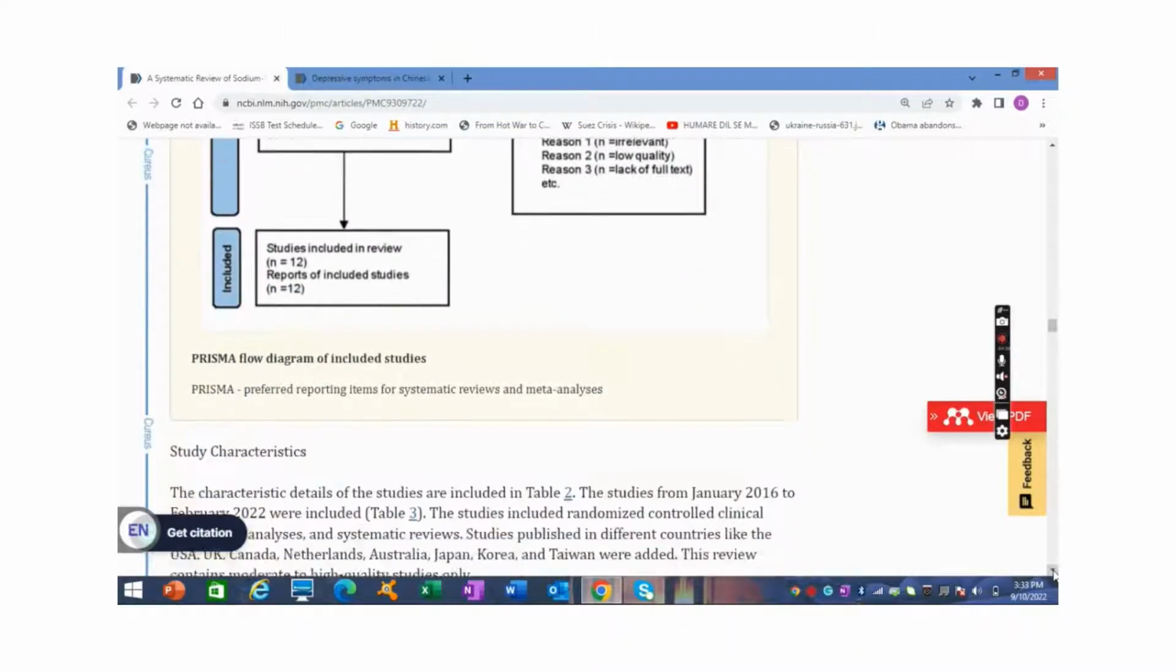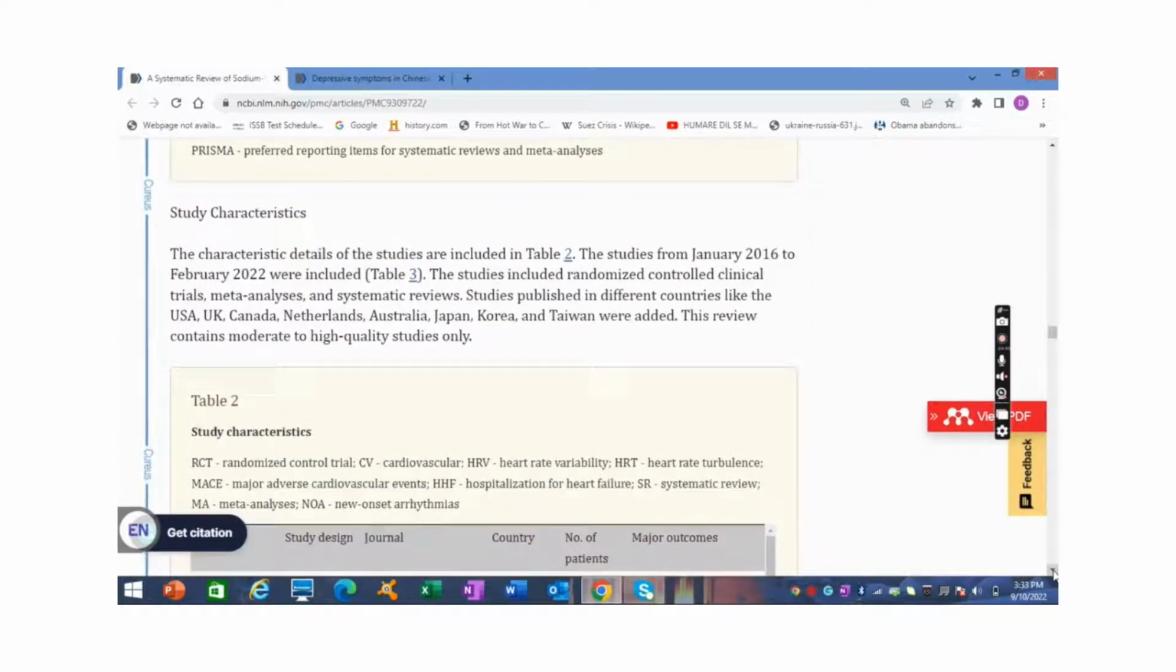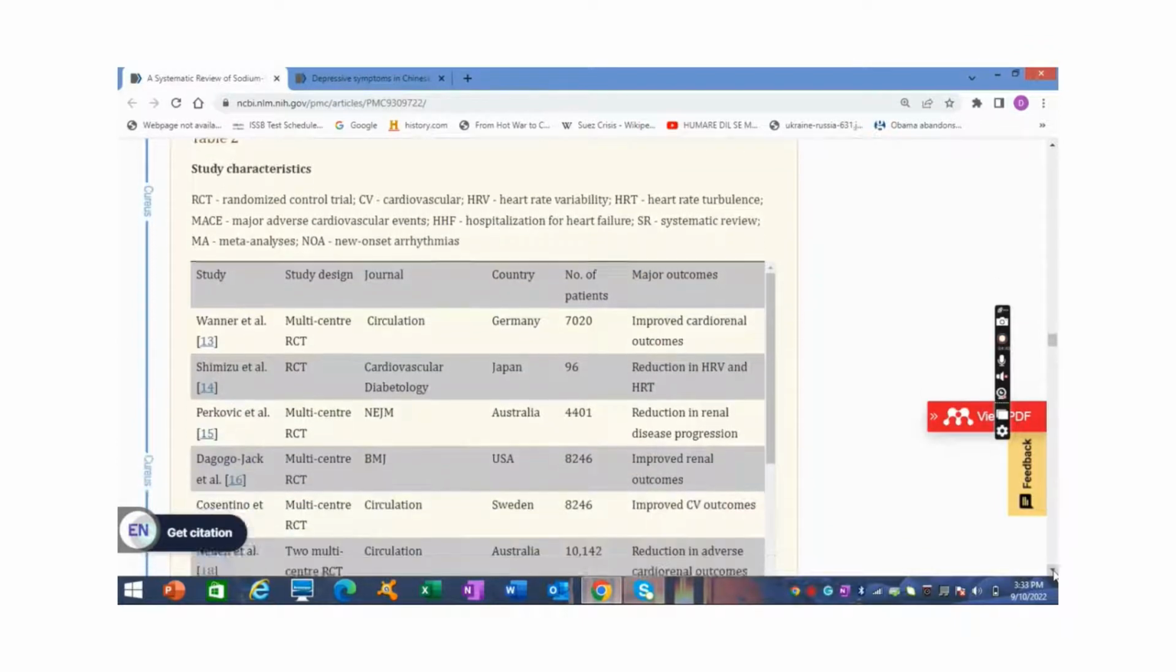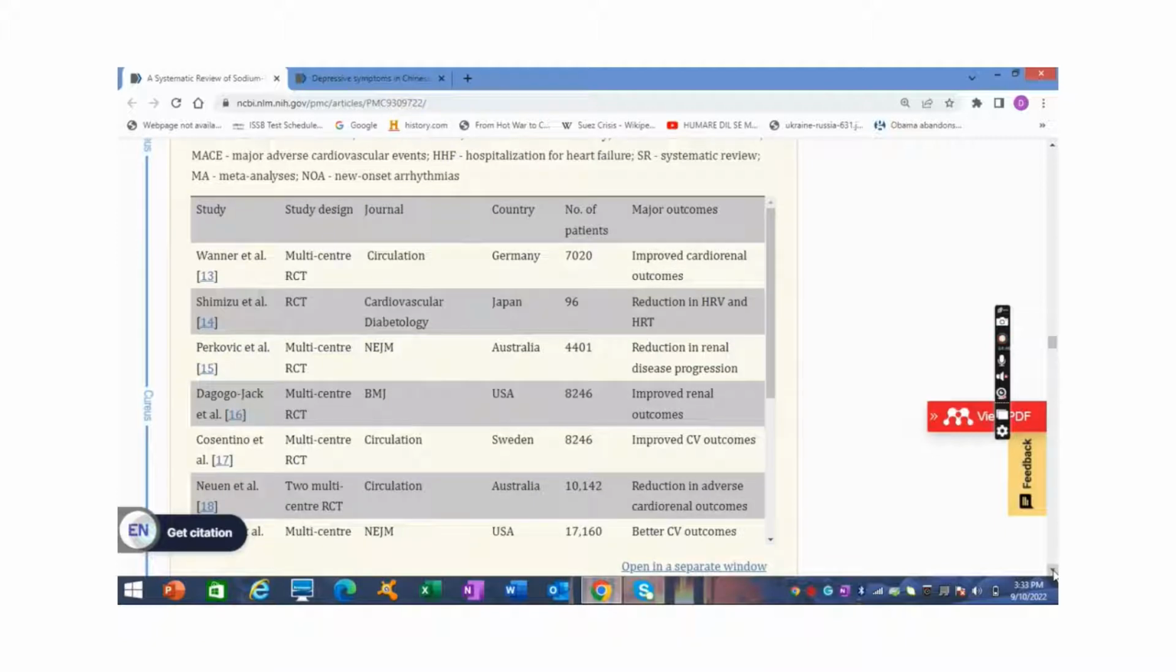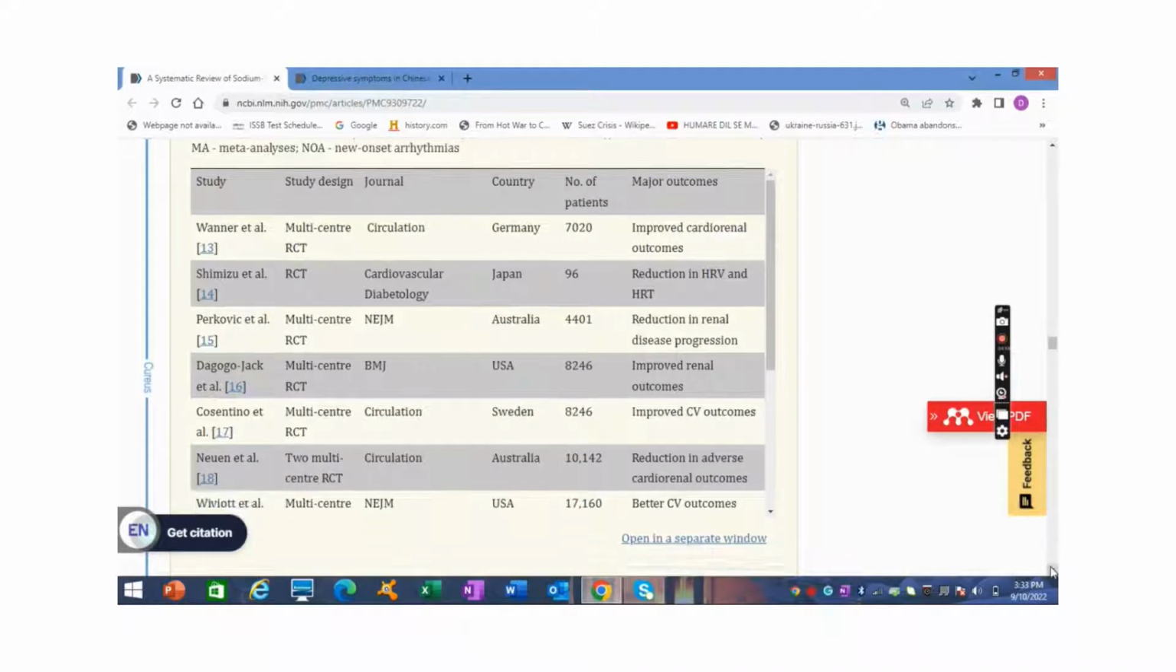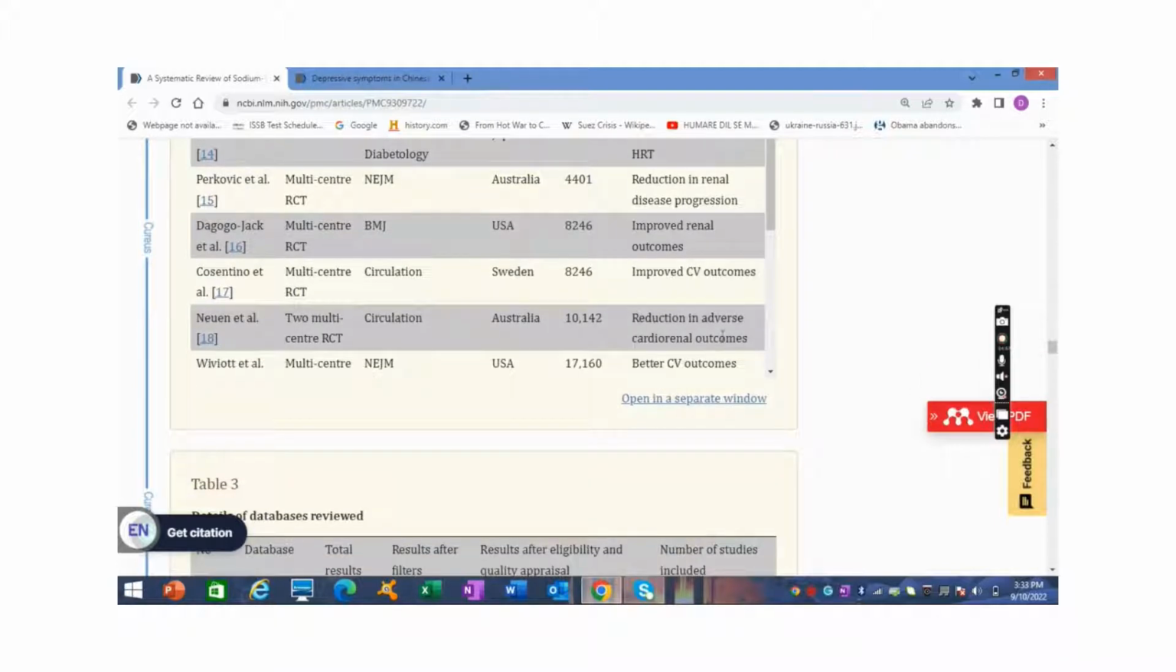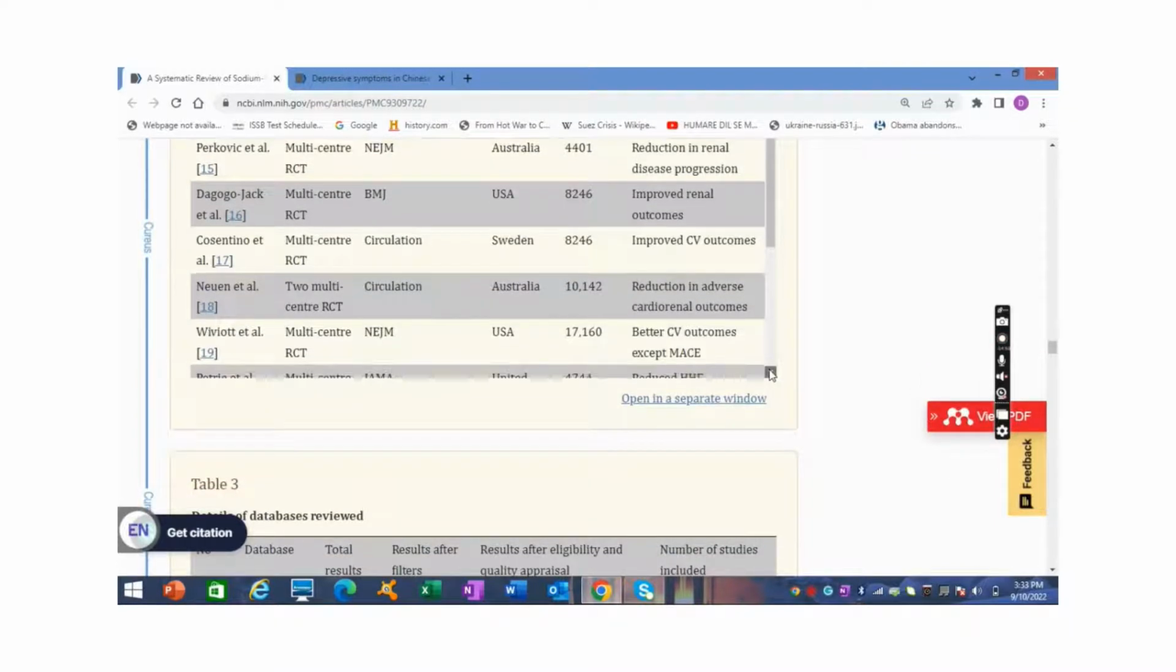Here I am describing how many papers did I include, study characteristics. So see, these are the studies that I included in this systematic review. I did the systematic review of these studies. There is 1, 2, 3, 4, 5, 6, 7. So I think, continuing, there are more than 7 studies.